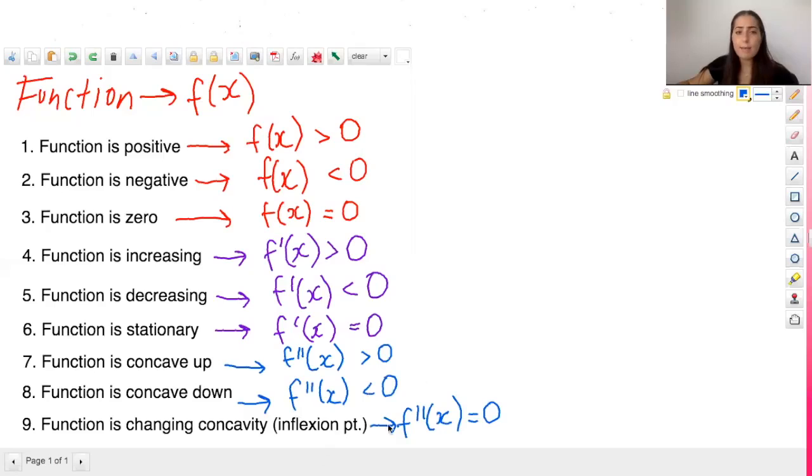So although this seems fairly self-explanatory, these keywords are really important to approach questions regarding derivatives. And it's important for you to understand how these words relate to different derivatives. For example, these relate to your function, these relate to your first derivative, and these ones relate to your second derivative. So keeping this in mind should really help you power through and ace those derivative questions.